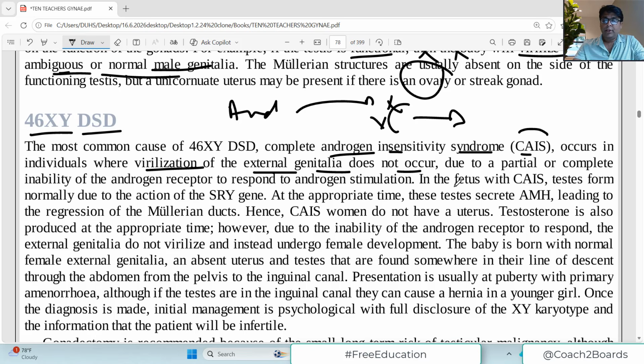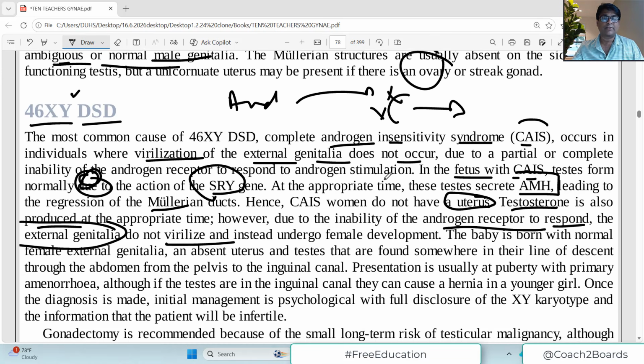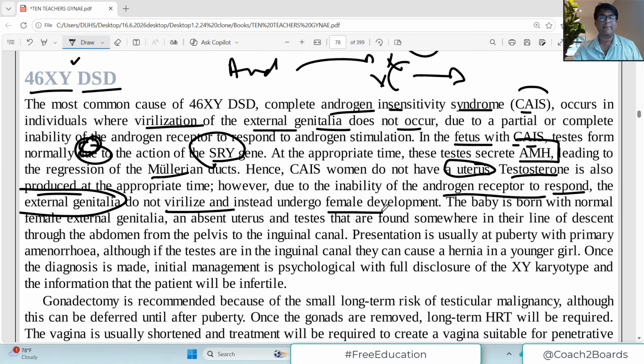Okay. In the fetus with complete androgen insensitivity syndrome, testes form normally due to action of the SRY gene because this is a male, and the SRY gene is not mutated, so testes start developing. At the appropriate time, these testes also secrete anti-Mullerian hormone. Therefore, the relevant female structures are gone, and they do not have a uterus. Okay, this is important. Now, testosterone is also produced because the testis has developed, at the appropriate time. However, due to inability of the androgen receptor to respond, the external genitalia do not virilize. So now when these do not virilize, it looks like a female external genitalia.